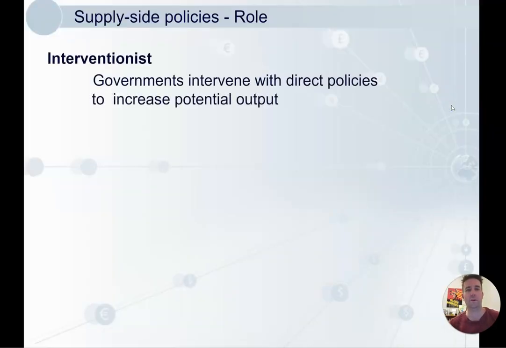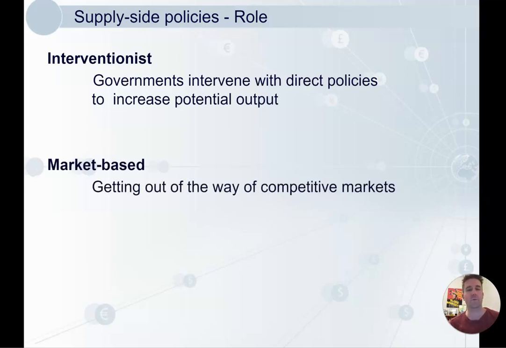So, supply side policies. Interventionist is the government getting involved with direct policies. They want to do things that will increase potential output. And the other type, which will be in the next video, is market-based. That's when the economy becomes more like a free market, so the government gets out of the way and just lets the free market do its thing.